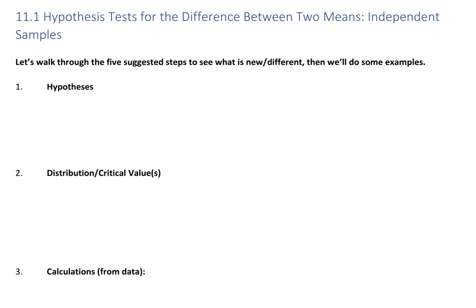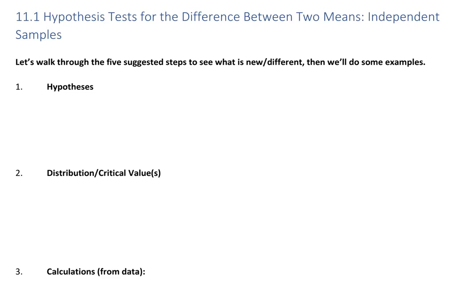Hello, welcome to Chapter 11, Hypothesis Tests for Two Populations. In particular, 11.1, Hypothesis Tests for the Difference Between Two Means, and we're back to independent samples. So let's walk through the 5 suggested steps from hypothesis testing to see what is new and different in this section, and then we'll do some examples.